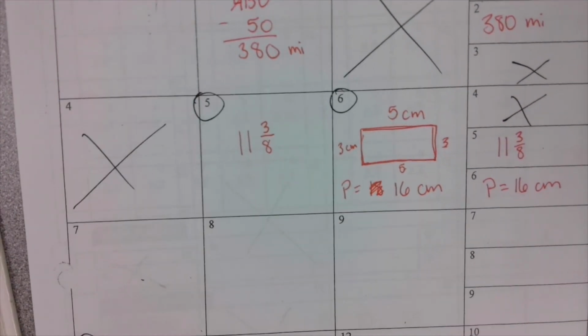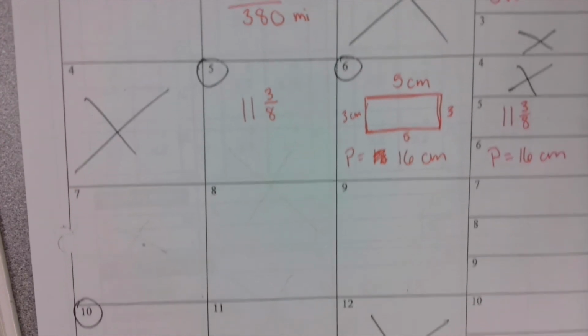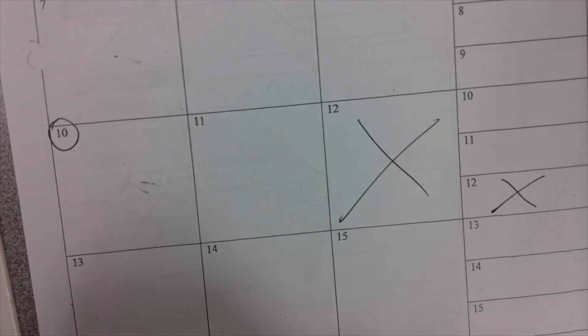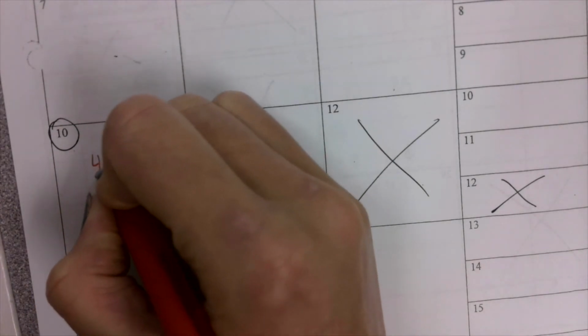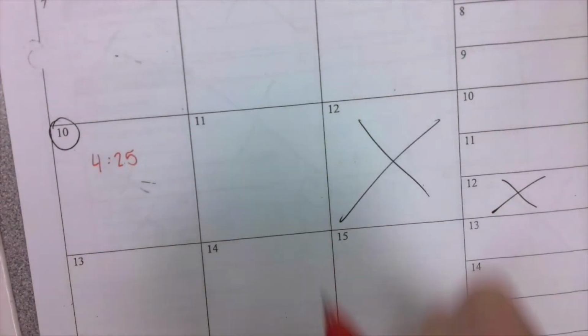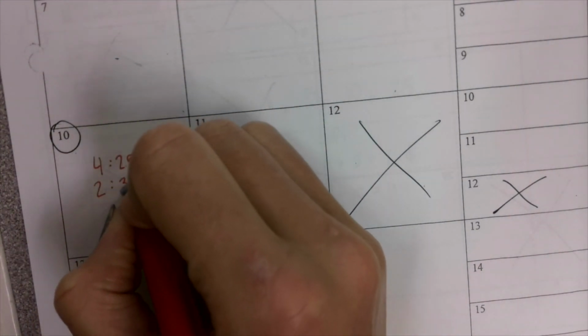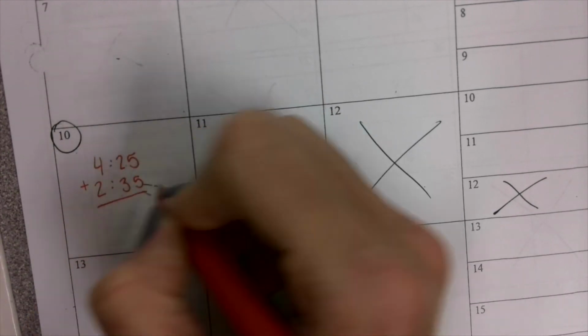Moving on down to number 10. The morning of an important game, Gail woke up at the time shown on the clock. She wanted to wake up 2 hours and 35 minutes later. What time did Gail want to wake up? Well, we can look at the clock, and the clock says it's 4:25. So what would be 2 hours and 35 minutes later?